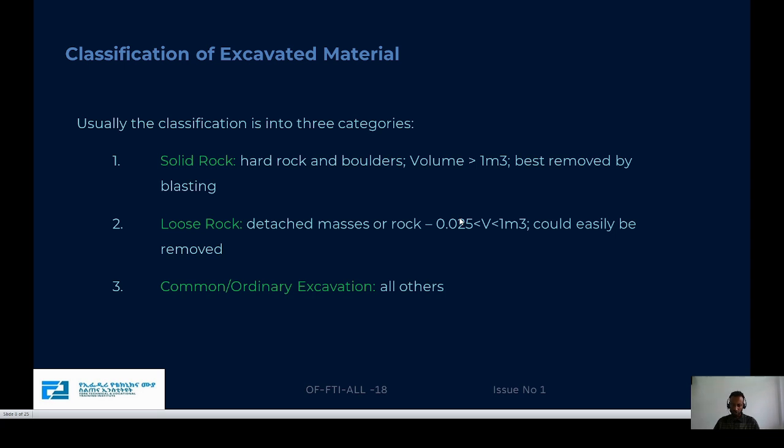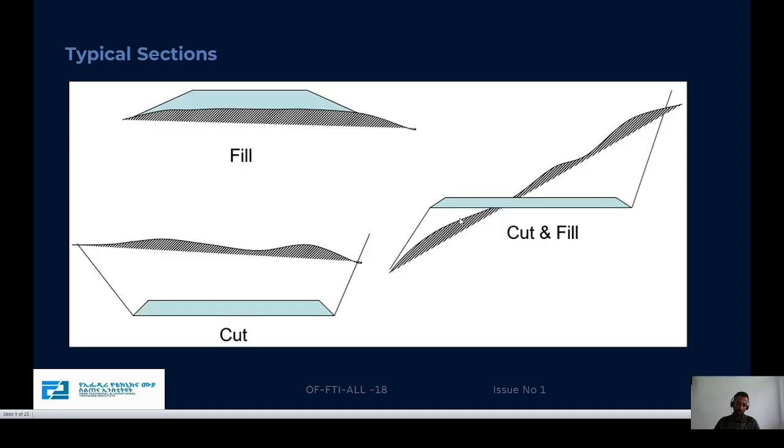Loose soils also will be masses, from 0.025 up to 1 cubic meter. And lastly will be the common or ordinary type of excavations. There are three types of typical sections. Mostly it is a fill.